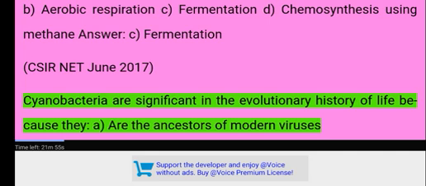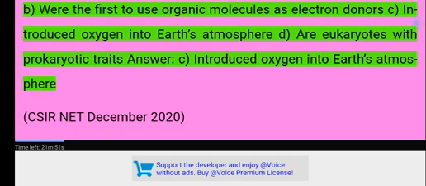CSIR-NET June 2017. Cyanobacteria are significant in the evolutionary history of life because they A. are the ancestors of modern viruses. B. Were the first to use organic molecules as electron donors. C. Introduced oxygen into Earth's atmosphere. D. Are eukaryotes with prokaryotic traits. Answer. C. Introduced oxygen into Earth's atmosphere.